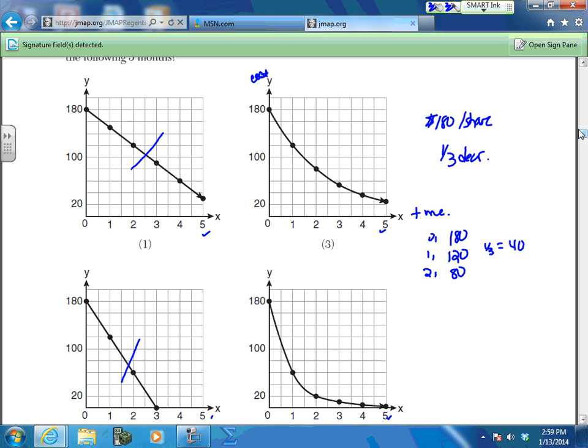So if you go through this, you're going to look for at the 2, let's look at this one. At the 0, you have 180. At the 1, you have 120. At the 2, you have 80. So there's your choice. This one takes a little bit too steep in number 4. A little bit too steep, and it doesn't match up to what we assumed that this would be.